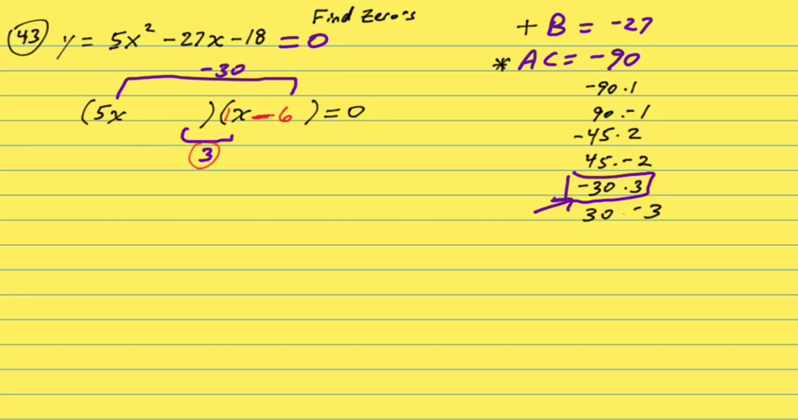1 times what is 3? I think it would be a positive 3. Double check. Last times last equals last. 3 times negative 6 is negative 18, right?